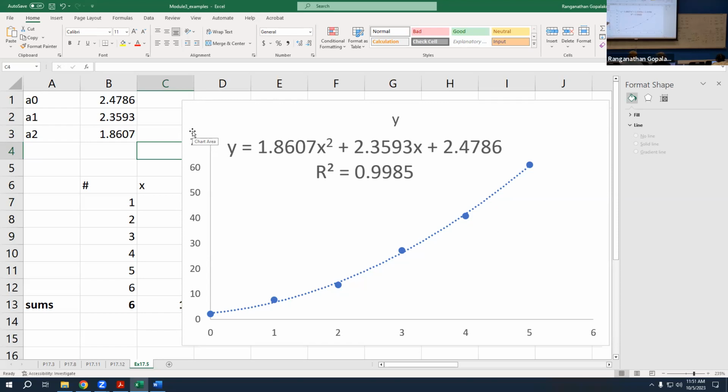What did you do to get that graph? Right click the data point, add trend line, and then in that, don't click linear, choose polynomial of order 2. And we're using X and Y as our data set. Yes, X and Y.